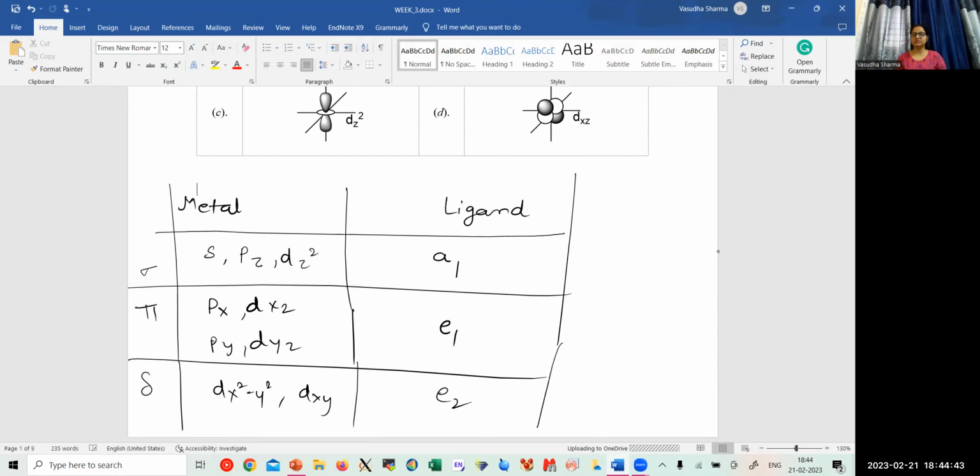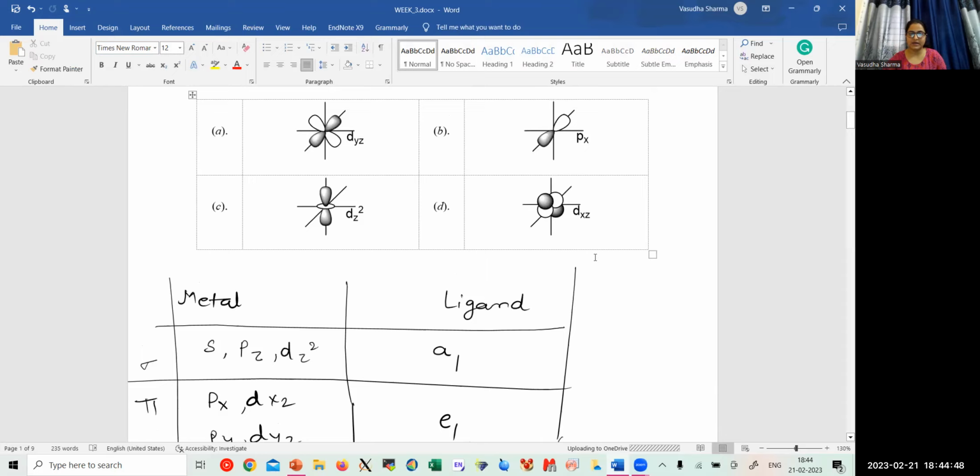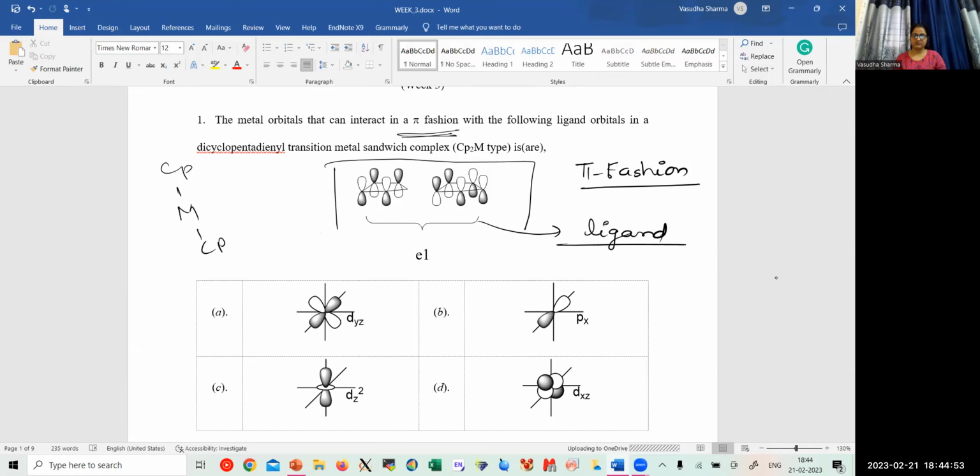And we need to find that pi has been asked. So this pi, as you can see over here, is an E1, where it has only one node, which is going through here, and here also it has this node. So here it has a node from this side, and here it has a node from this side. So both have the node equal to one. Therefore, these are two different atomic orbitals which have been linearly combined because they have a node equal to one and they give the symmetry of E1. So they will form a pi fashion.